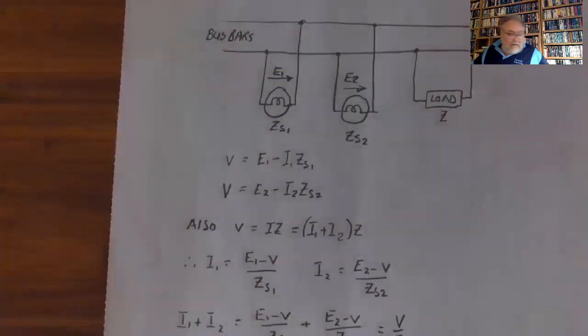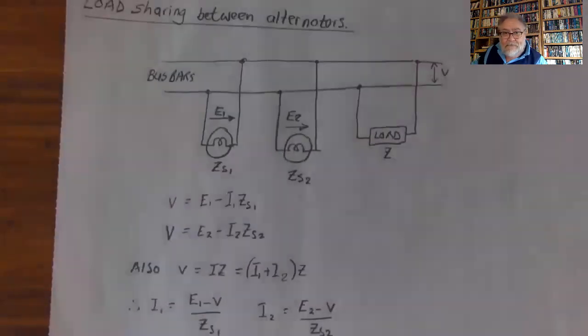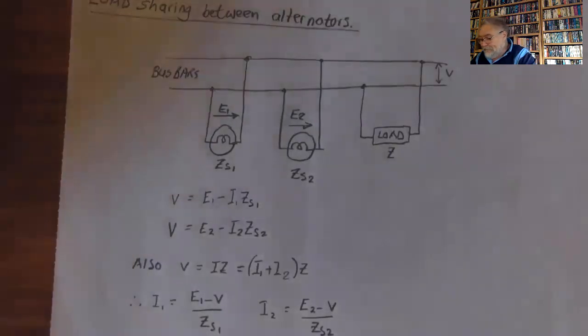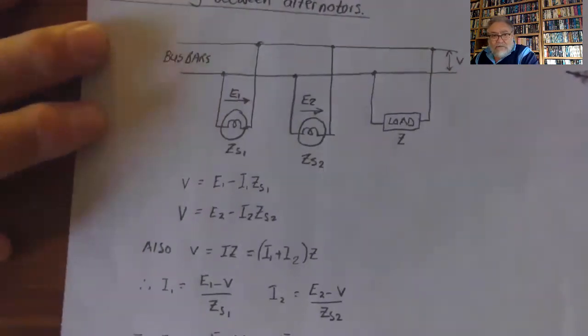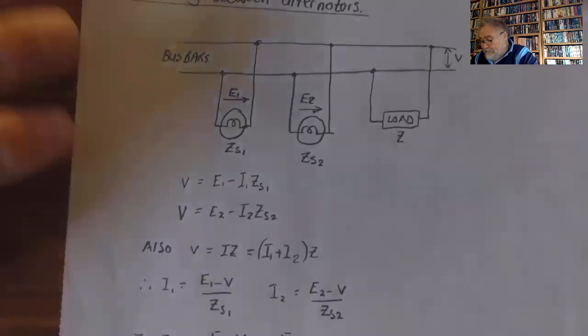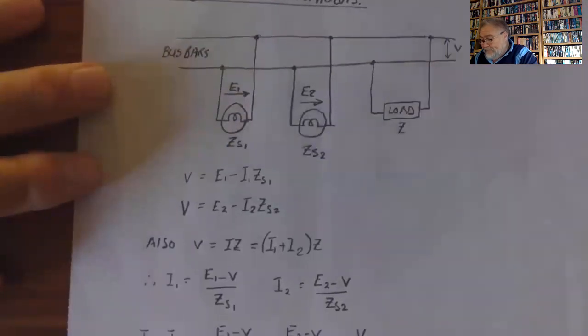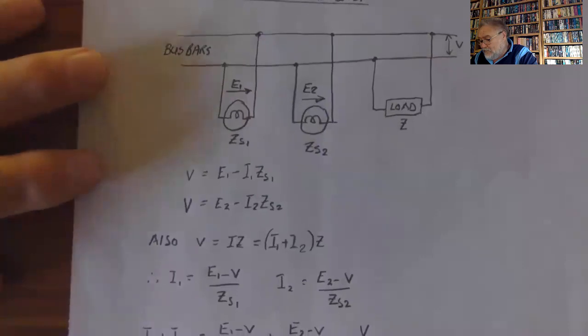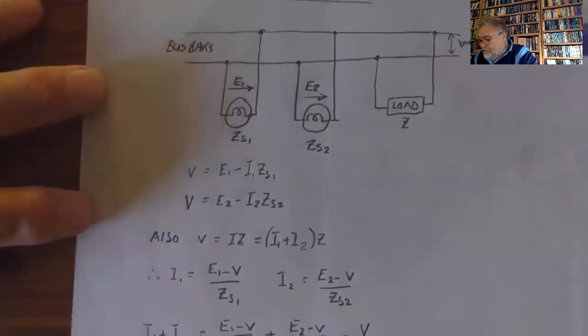Now let us look at load sharing between alternators. There you can see that we have the two alternators in parallel. They're supplying a load. So V is E1 minus I1 ZS1, and terminal voltage again is E2 minus I2 ZS2.